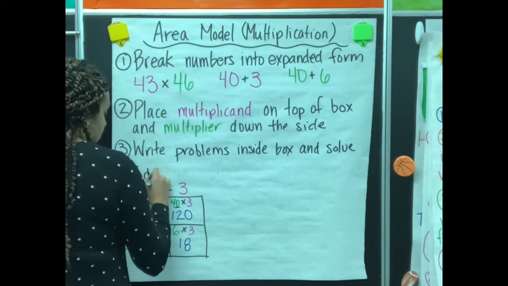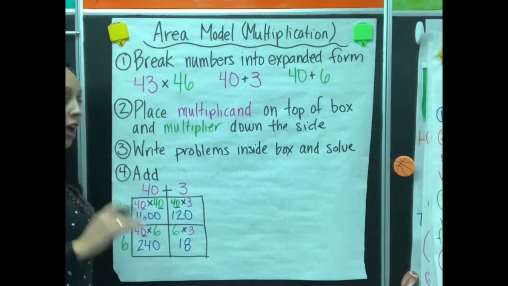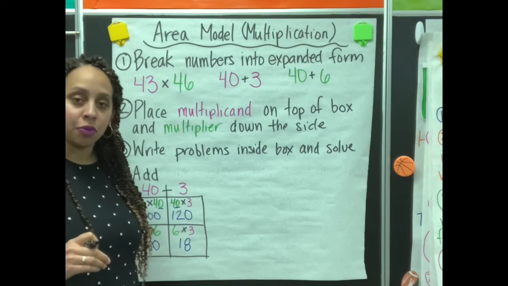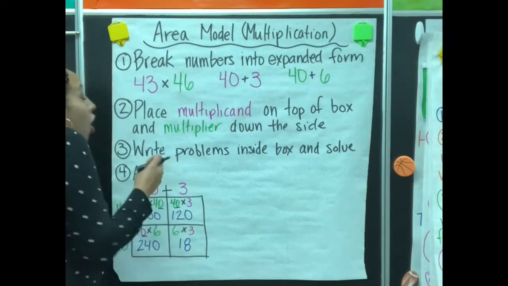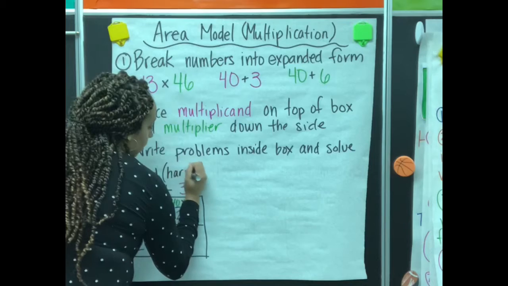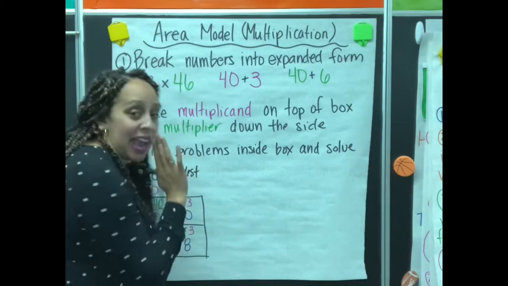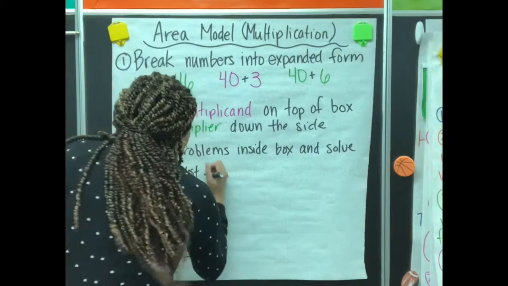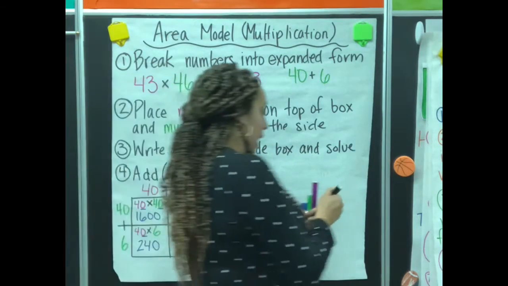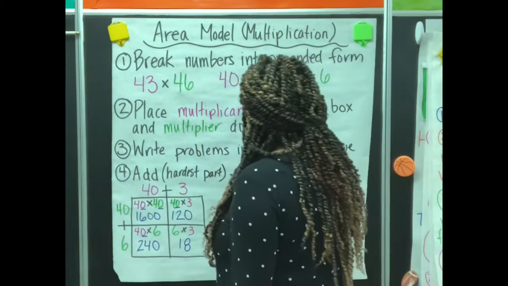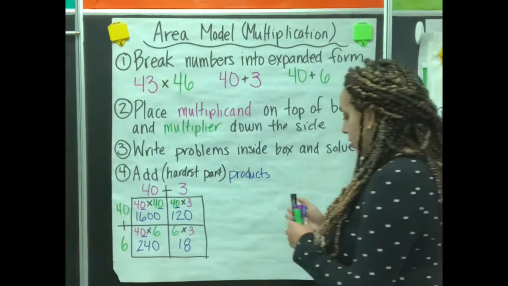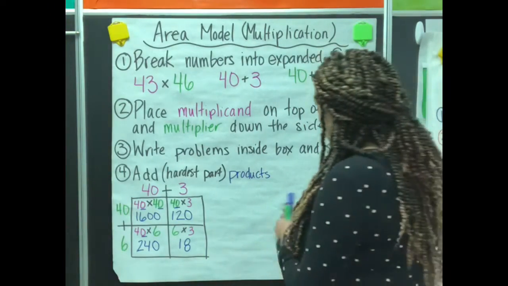Step number 4 is add, which happens to be the hardest part of multiplication, outside of you not knowing your multiplication facts. So the hardest part is adding, because we love to make silly mistakes, and we're not doing our extra math, which isn't helping us at all. So the hardest part is adding, and we are going to add the products to get the big products, okay? To get our big product.